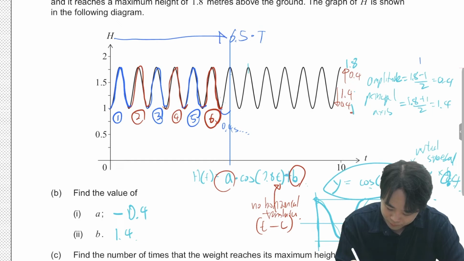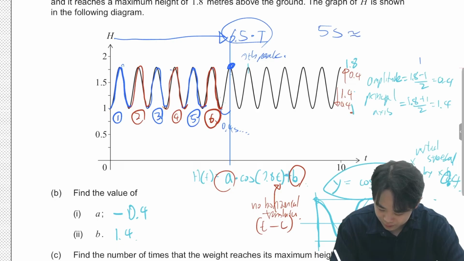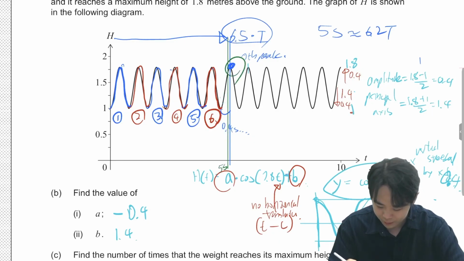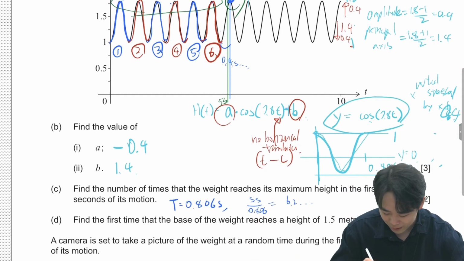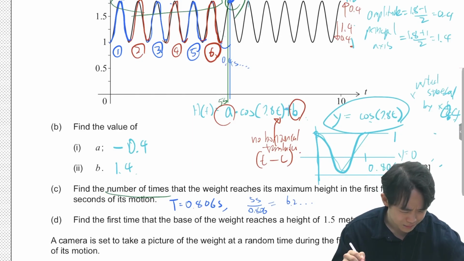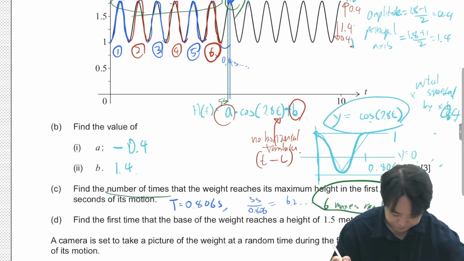So if you went from 0 to 6.5 periods, that would be the 1, 2, 3, 4, 5, 6, 7th peak. But 5 seconds only corresponds to 6.2 periods. So we're ending our boundary at 5 seconds, which is somewhere around here. So we're not going to include this one. We just have 6 peaks. The question was asking not for the actual values of these times, but the number of times when the weight reaches a maximum. So there are 6 maximums reached. It reaches a maximum height 6 times during the first 5 seconds.